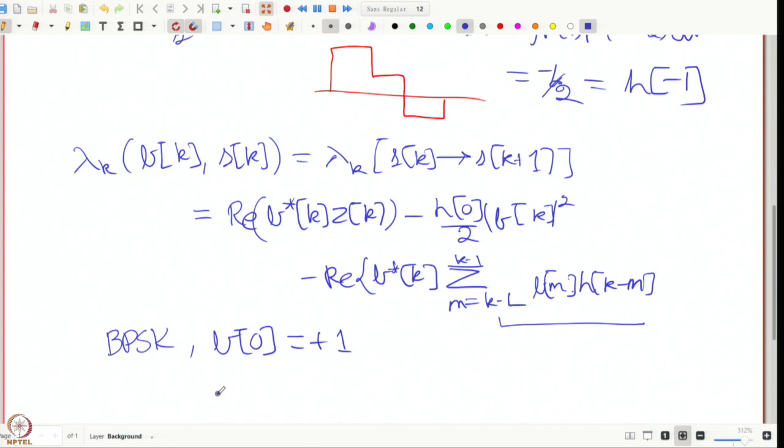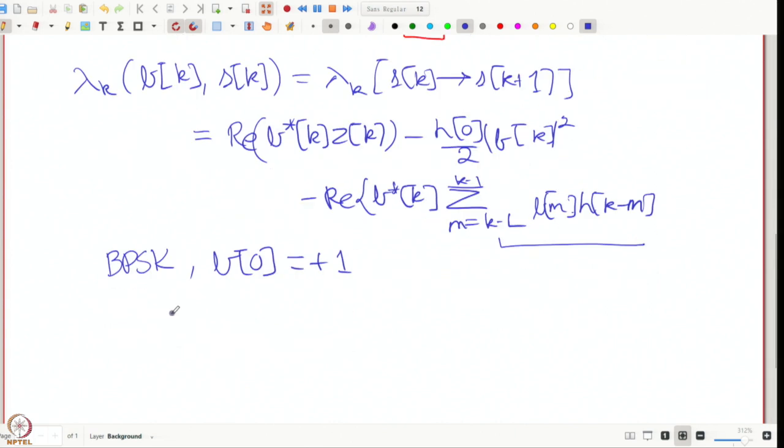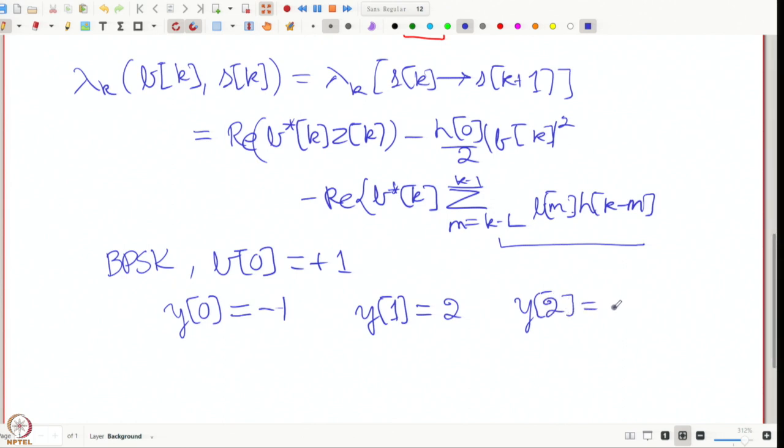Then we have this sequence of received y's. y0 is minus 1, y1 is 2, y2 is minus 2, y3 is 1.5. This is what is received. y0 doesn't really matter because we know b0 is 1 already. We'll use y1, y2 and y3 to figure out what sequence was sent.